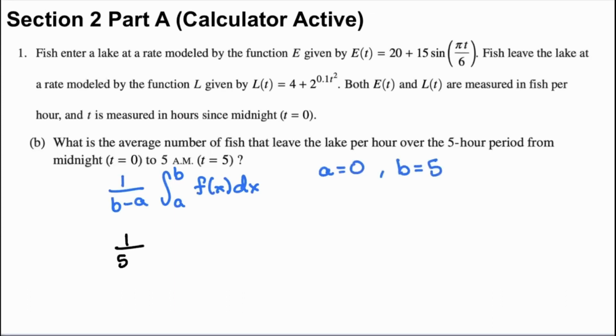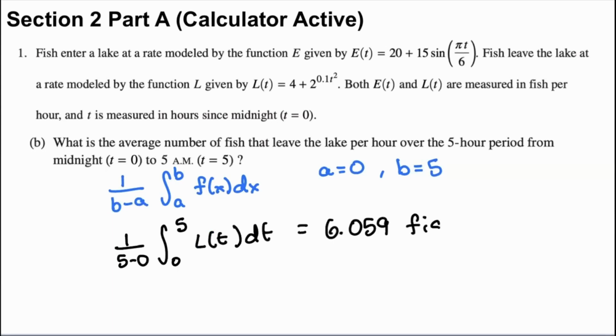It would be 1 over 5 minus 0 times the integral from 0 to 5. And we're looking at the average number of fish that leave the lake. So instead of using the E function, we're going to use L because that is the rate at which fish leave the lake. So I'm going to put L of t. Again, I don't have to put that 4 plus 2 to the exponent stuff. And that's going to be equal to 6.059 fish.